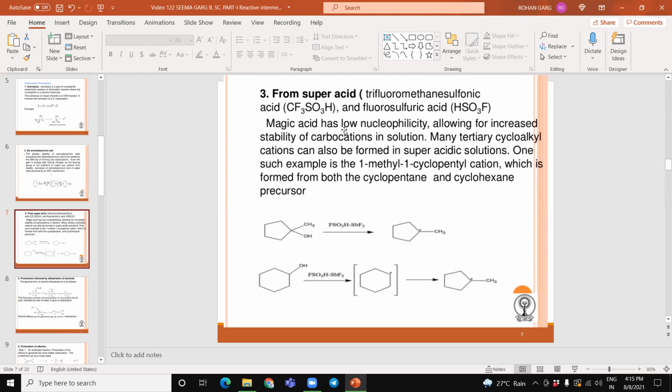Magic acid has low nucleophilicity, allowing for increased stability of carbocations in solution. Many tertiary cycloalkyl carbocations can also be formed in superacid solutions. One such example is this here, 1-methyl-1-cyclopentyl cation, which is formed from both the cyclopentane and cyclohexane precursor.